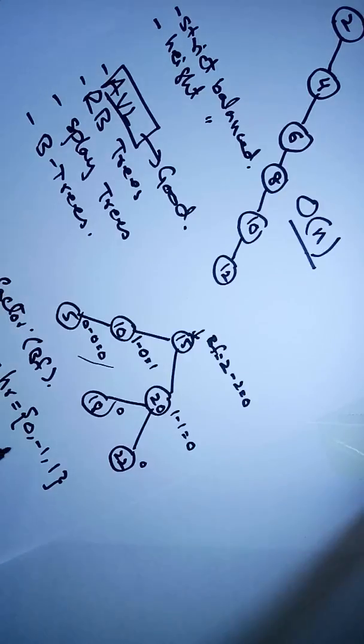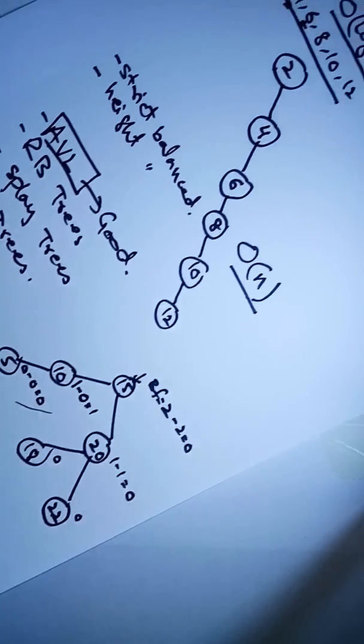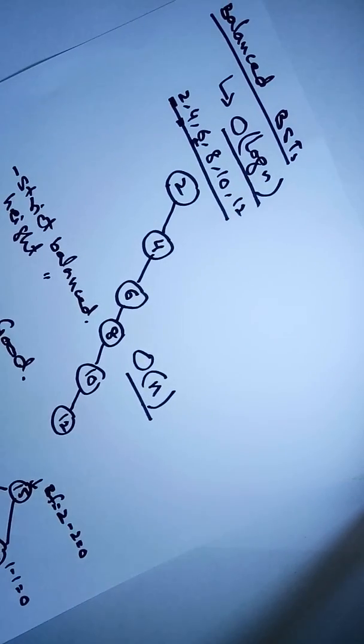If the balance factor is within this allowed limit, that is 0, -1 or 1, then we call that tree a balanced tree or an AVL tree, right? Now the question is, why does this balance get disturbed, right?